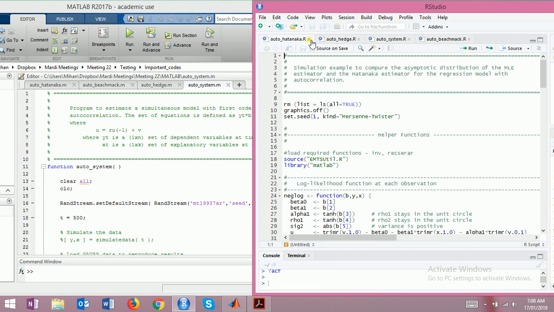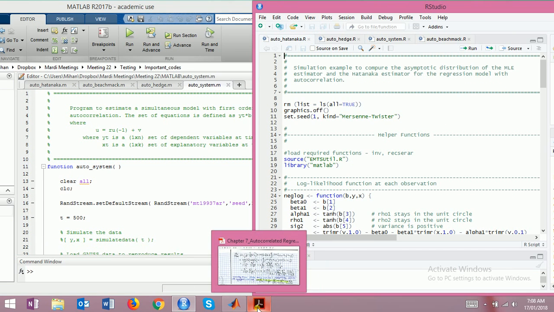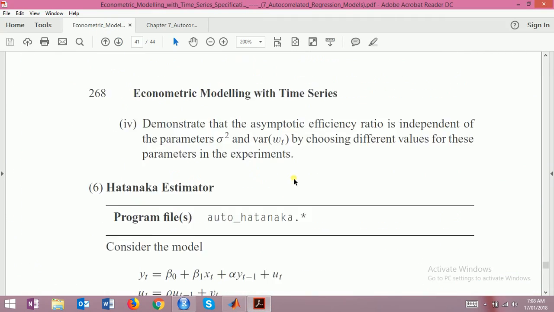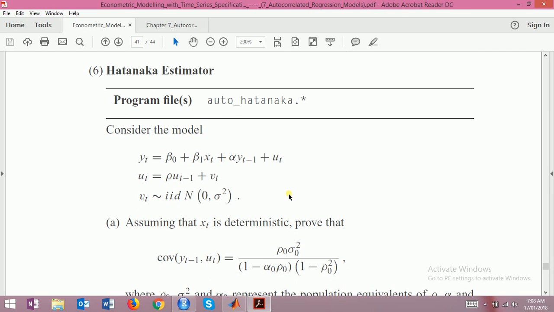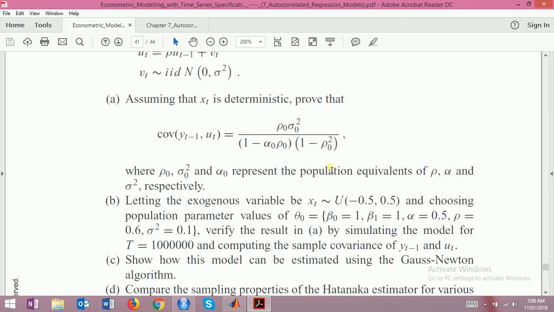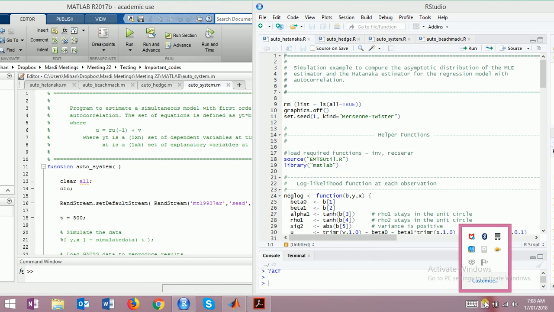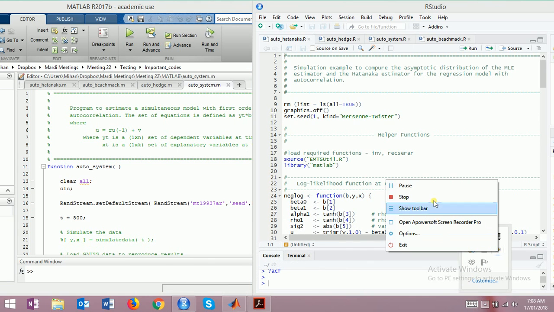Then comes the next problem, which is the Hatanaka estimator. It is an estimator we are going to talk about. Okay, I think I'll grab a cup of coffee for a break.